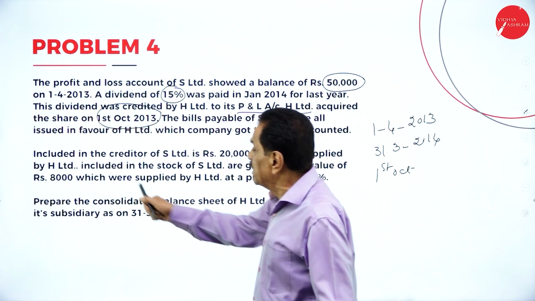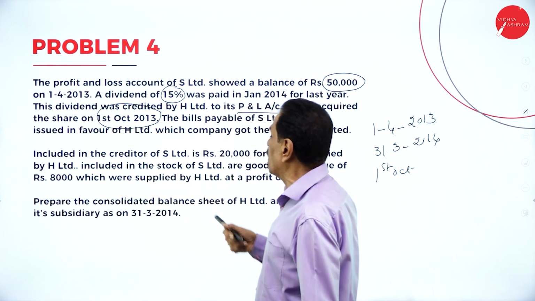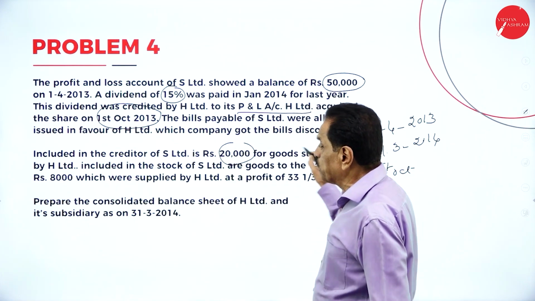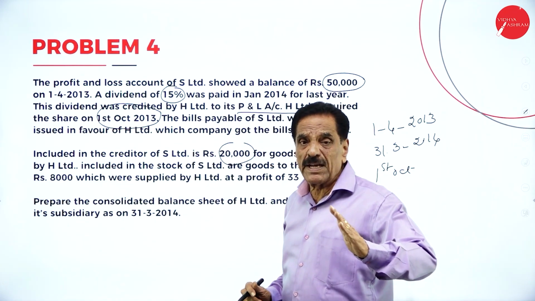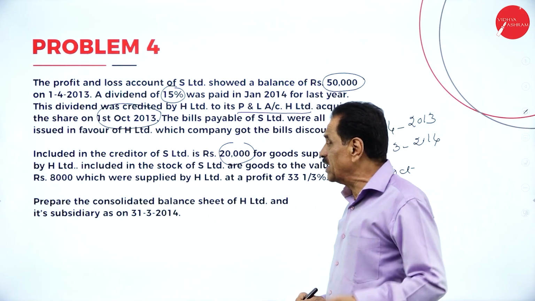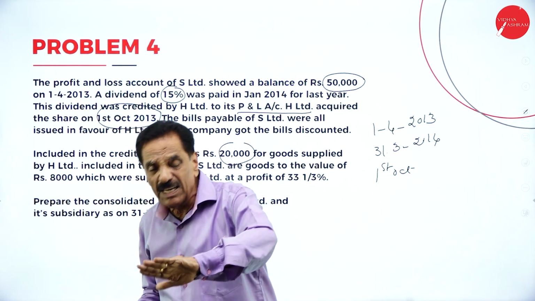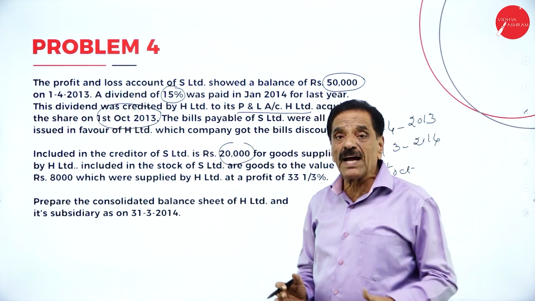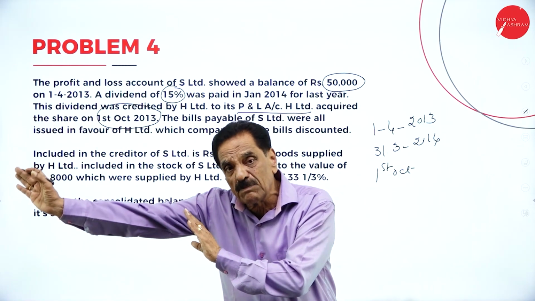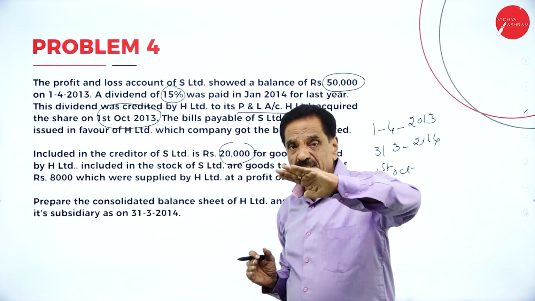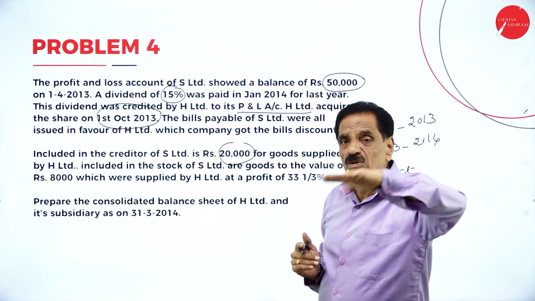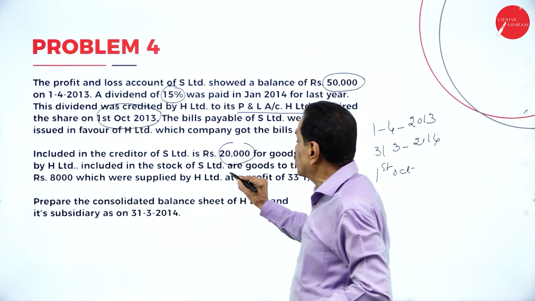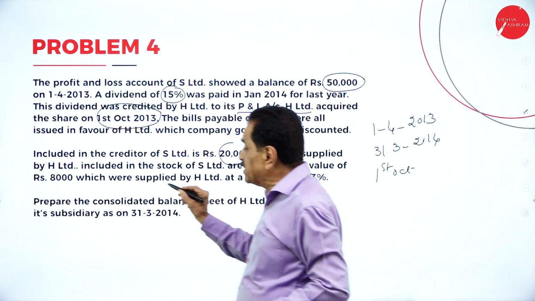Then, included in the creditors of S Limited is rupees 20,000 for goods supplied by H Limited. Who supplied now? H Limited supplied the goods to S Limited. S Limited becomes the debtor. H Limited becomes the creditor before the consolidation. Who supplied? H Limited supplied the goods to S Limited. H Limited is the giver. S Limited has to pay the money. So S becomes the debtor. H becomes the creditor. Included in stock of S Limited are goods to the value of rupees 8,000.